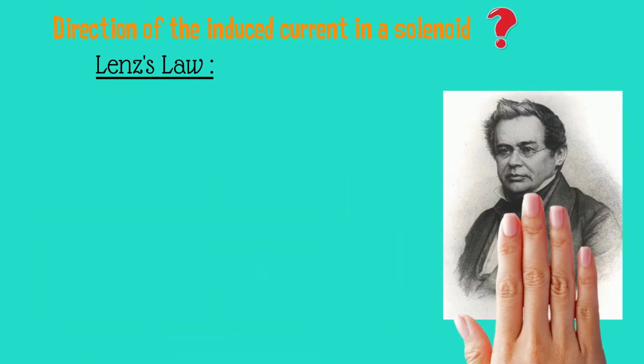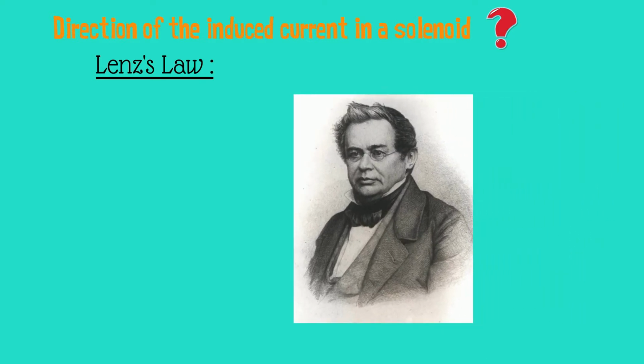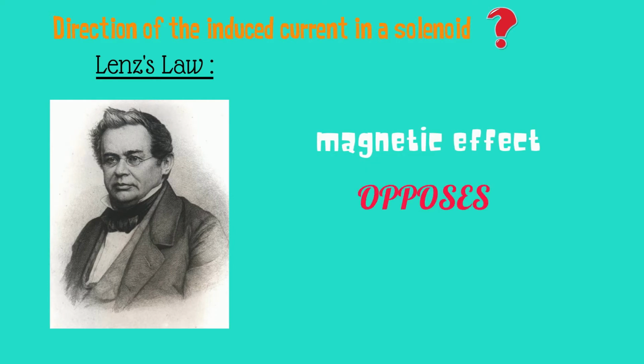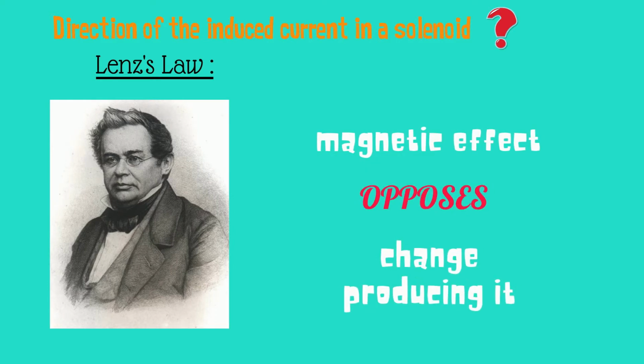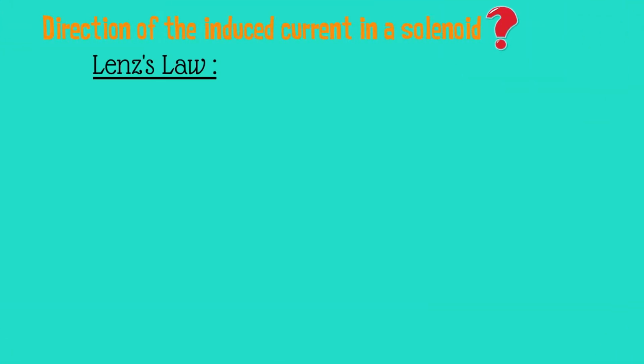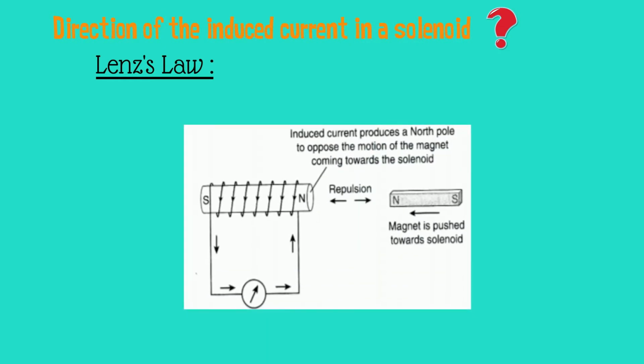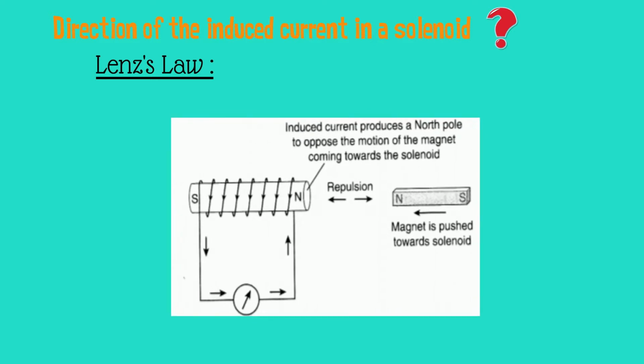To indicate the direction of induced current in a solenoid, we refer to Lenz's law. Lenz's law states that the direction of the induced current in a solenoid is such that its magnetic effect always opposes the change producing it. There are two situations to generate induced current in a solenoid. First is moving the magnet towards the solenoid.